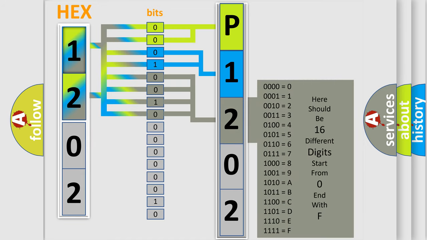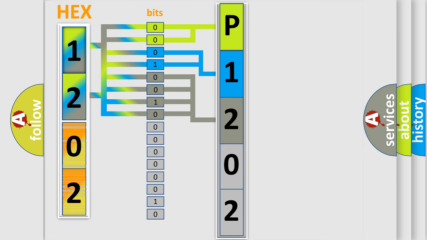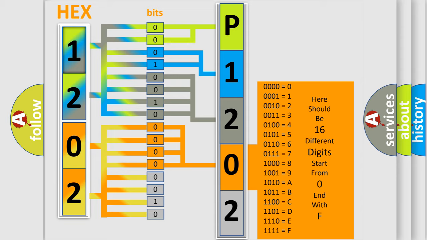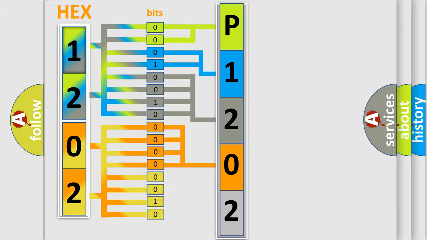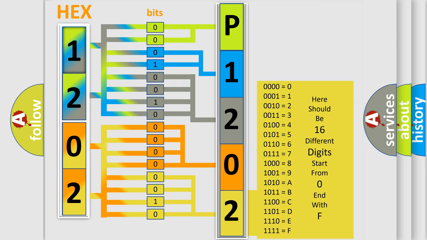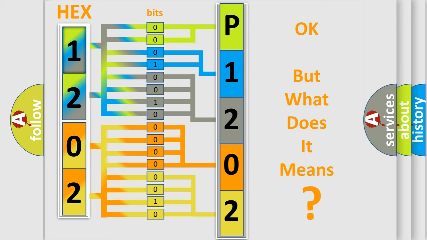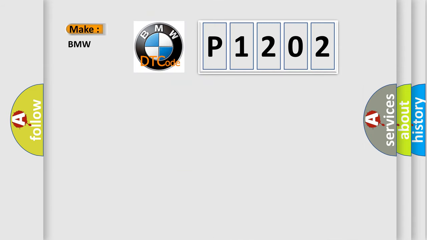The second byte is composed of a combination of 8 bits. The first 4 bits determine the fourth character of the code, and the combination of the last 4 bits defines the fifth character. A single byte conceals 256 possible combinations. We now know in what way the diagnostic tool translates the received information into a more comprehensible format. The number itself does not make sense to us if we cannot assign information to what it actually expresses. So, what does the diagnostic trouble code P1202 mean specifically for BMW?